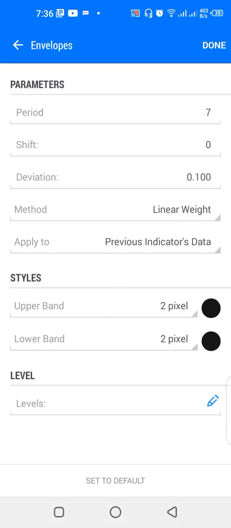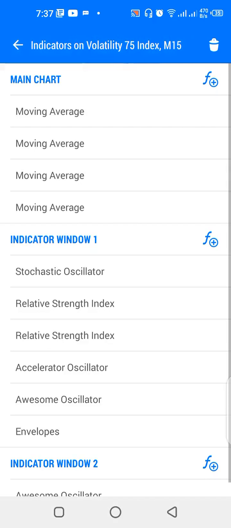Now this is the black line we are referring to on indicator window 1, where the blue and the red relative strength index indicators will cross. If they cross on this envelopes line at the 20 level, we'll be looking for buying opportunities. If they cross on the envelope line at the 80 stochastic level, we'll be looking for selling opportunities. All right, that's that for indicator window 1.